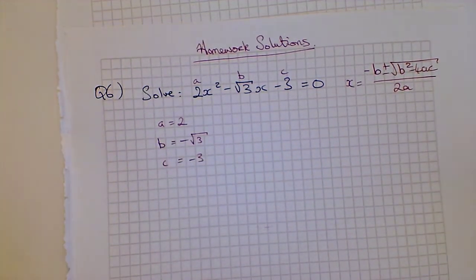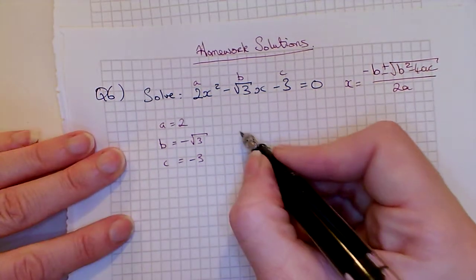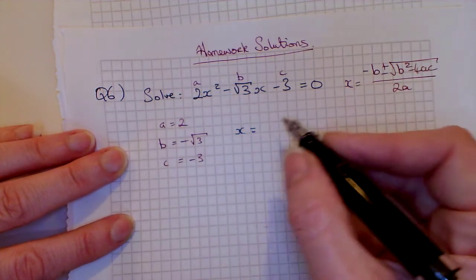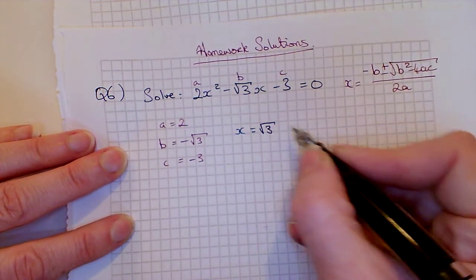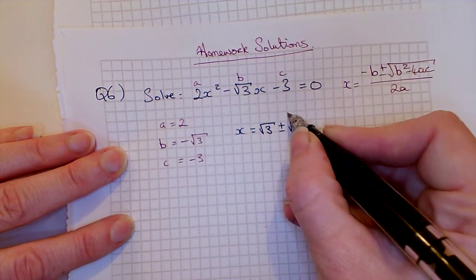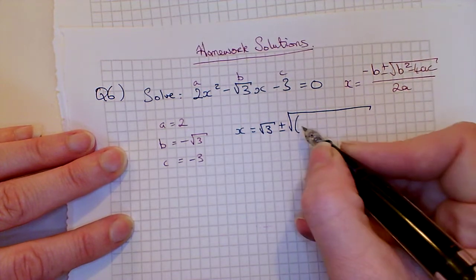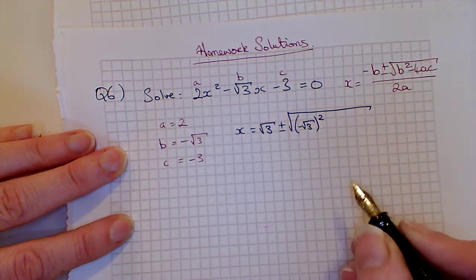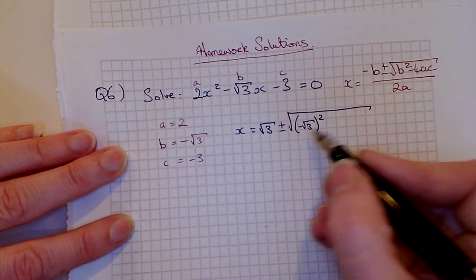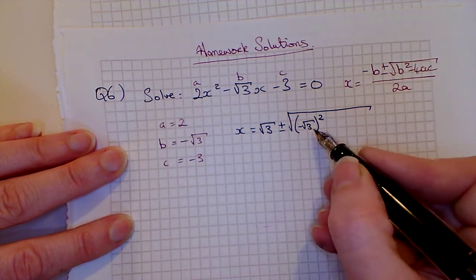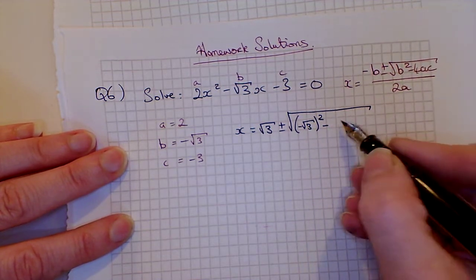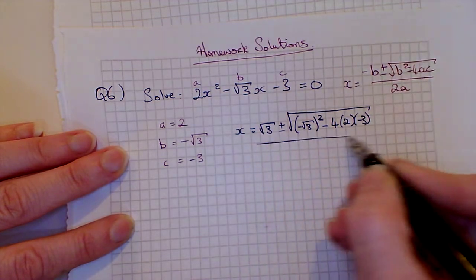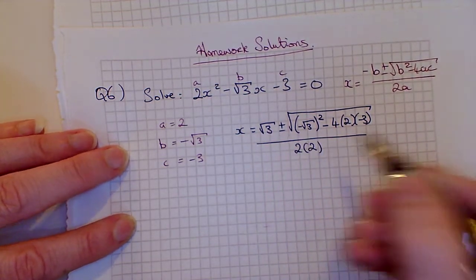So when I fill into the minus b formula, I get x equals minus a minus root 3, so it's a plus root 3, plus or minus the square root of minus root 3 all squared, which hopefully you could see that the minus is going to go away and the square root is going to go away. That's just going to be 3, minus 4 by 2 by a minus 3, all over 2a.